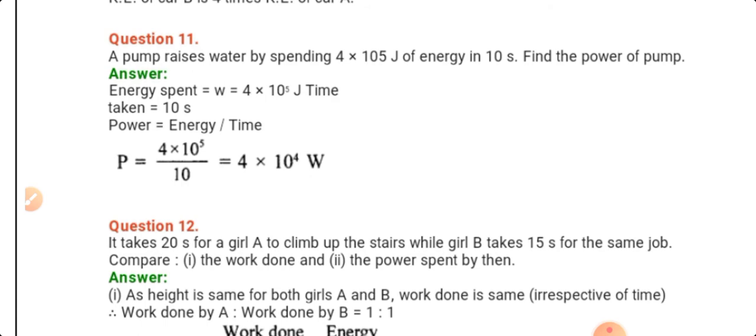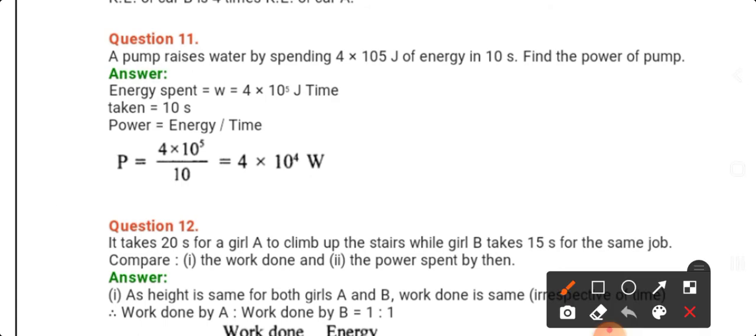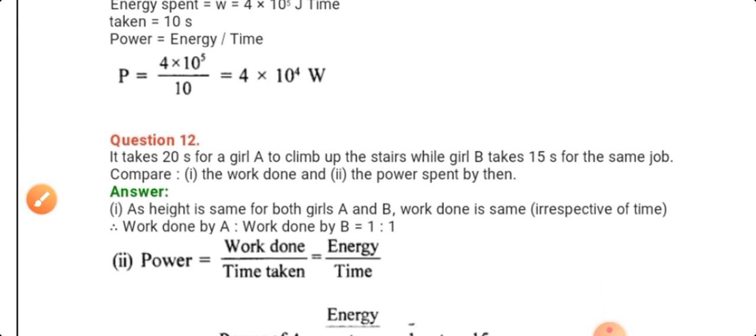Next question, a pump raises water by spending 4 into 10 raised to 5 joule. It is not 105, it is 10 raised to 5 joule of energy in 10 seconds. Find the power of pump. So here energy is given, time is given. You have to calculate power. Power is equal to work upon time or energy upon time. It's a direct question. You can just substitute the values and find the answer.